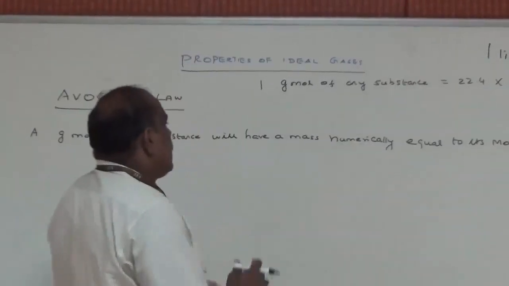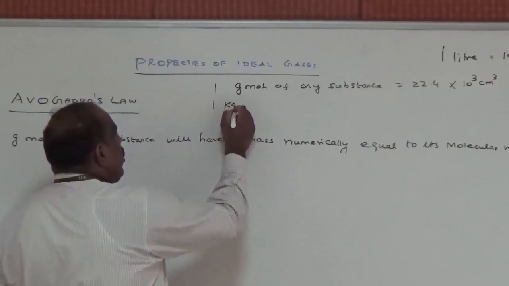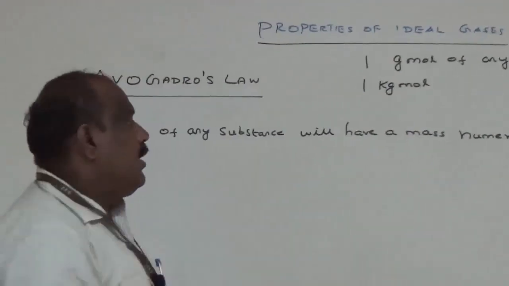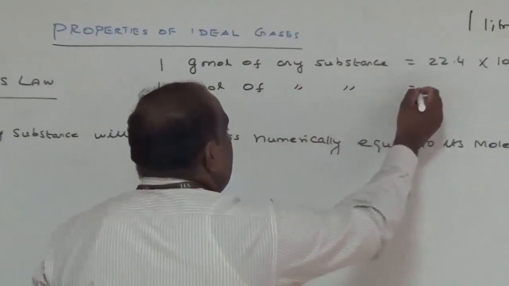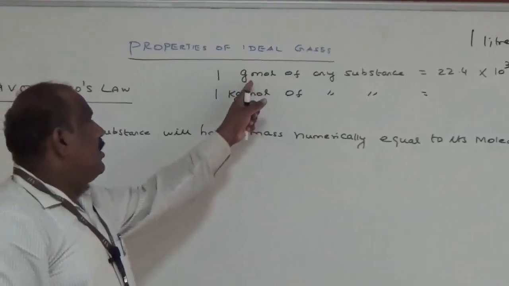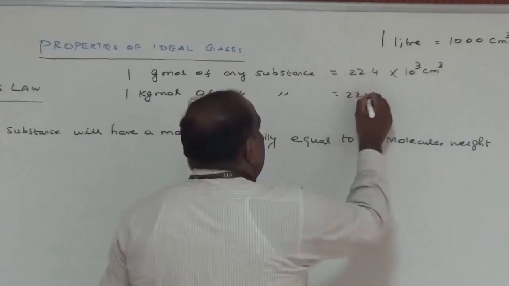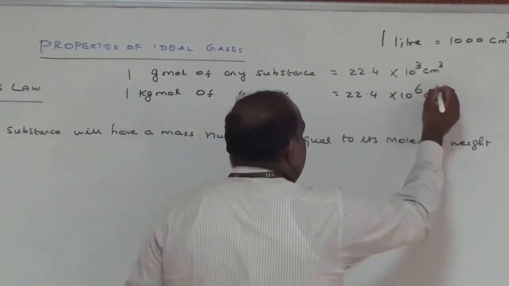So, instead of 1 gram mole, if I take 1 kilogram mole, it is not wrong. Instead of taking 1 gram mole of oxygen, I am going to take 1 kilogram mole of any substance. So, what is the volume? Multiply both sides by 1000. Here also I multiply by 1000, because to convert the gram mole into kilogram mole, I multiply by 1000. So, it becomes 22.4 into 10 power 6 centimeter cube.